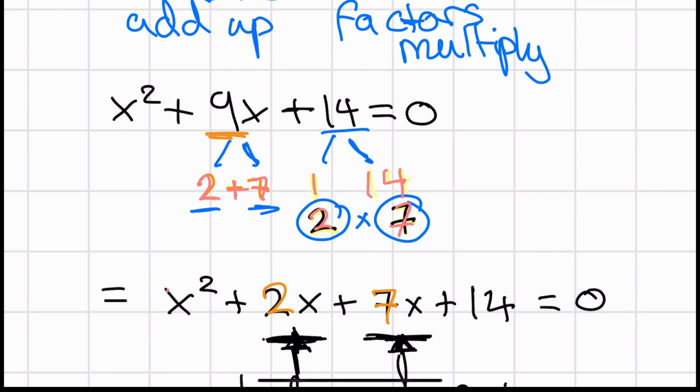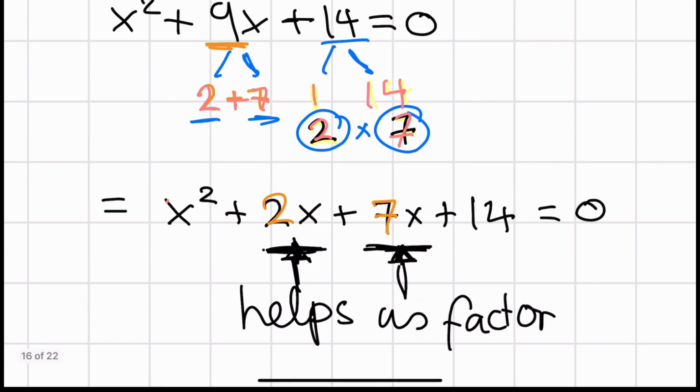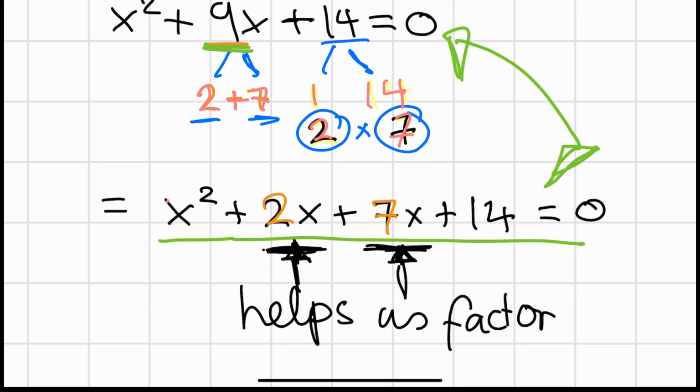because these two multiply to give 14 and they add up to give 9. So now that we know that 2 and 7 are those two special factors, we can replace 9 with 2 and 7. But the only thing we've done is expanded this equation a little bit more so that it's easier for us to factor it in this next step that I'll show you.